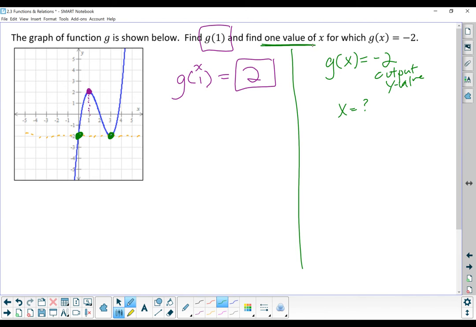It just says find one value of x, so we would not have to list them both. You would just pick one. So you could either type in 0 as your answer, or you could type in 3 as your answer. So we've got one of them occurring at 3 and the other one occurring at 0.